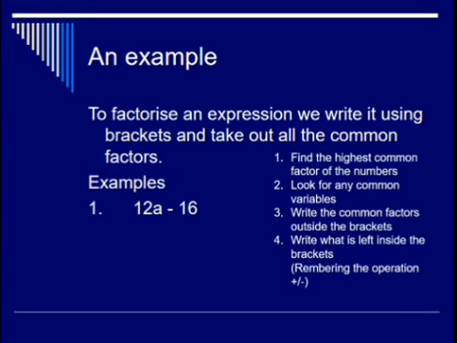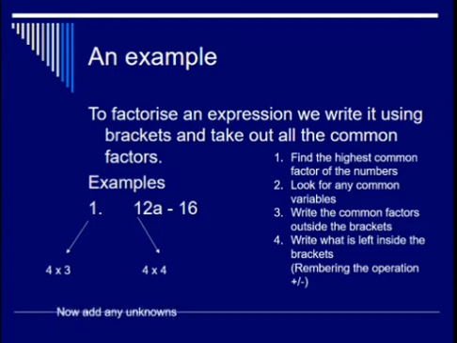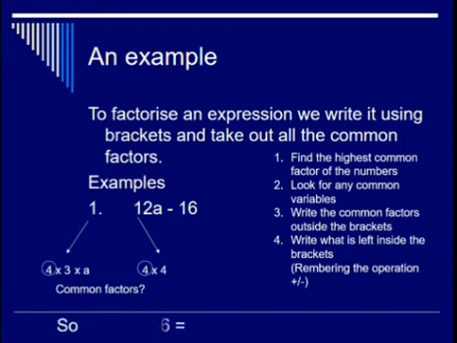Let us see now. 12a is 4 times 3, and 16 is 4 times 4. Okay. Now we add the unknowns, the variables, multiplied by a, where in 16 we don't have any variable. Do we have a common variable? Of course we don't have a common variable. So what's the common factor? It is 4. We write 4 outside and we write what is left inside.